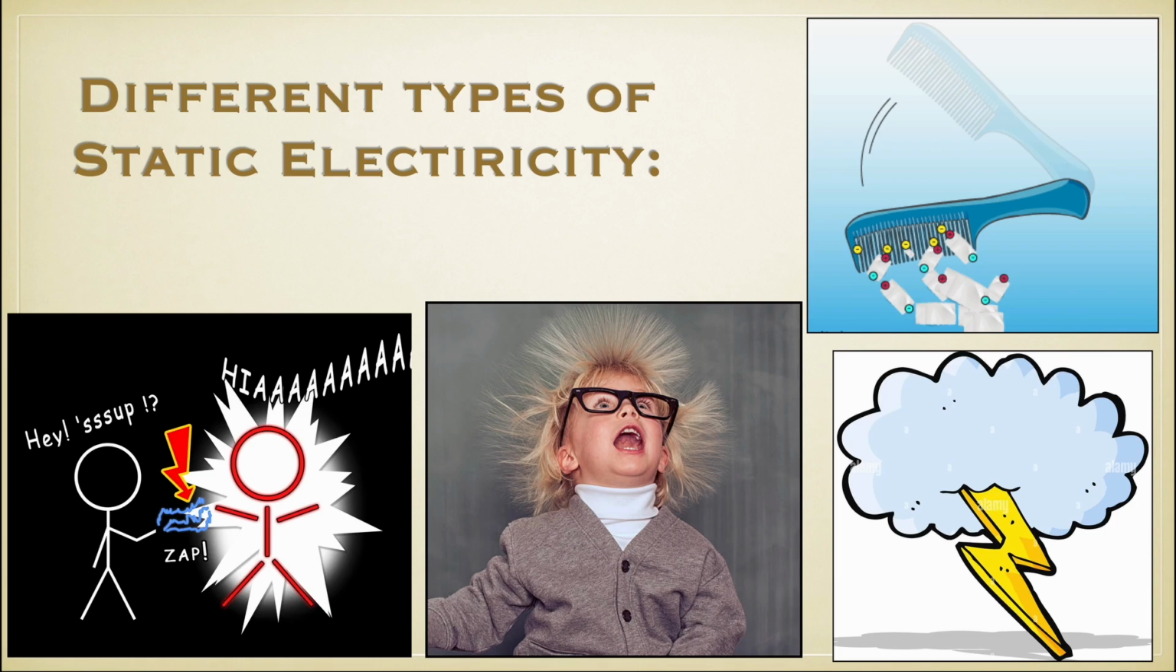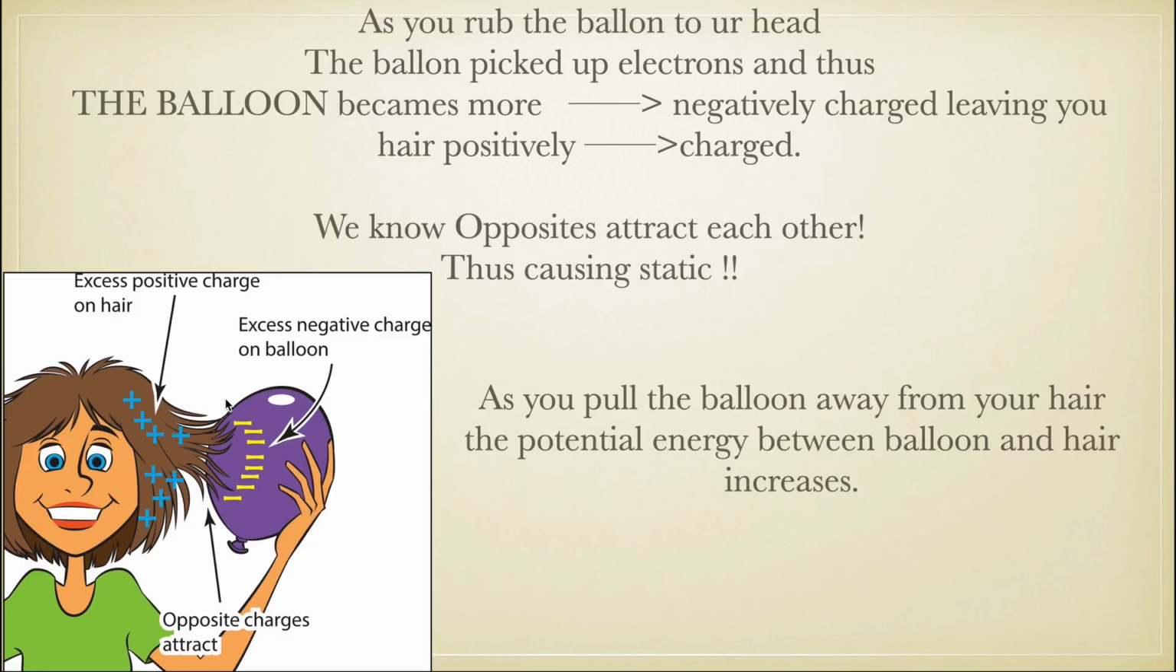You can do a small experiment at home wherein you take a balloon, rub it on your hair and hold it a little away from your hair. You'll see that your hair gets attracted to the balloon. That happens because while you're rubbing the balloon, it picks up all the negative charges and your hair is left with positive charge. So because positive and negative attract, the hair tries to move towards the balloon.